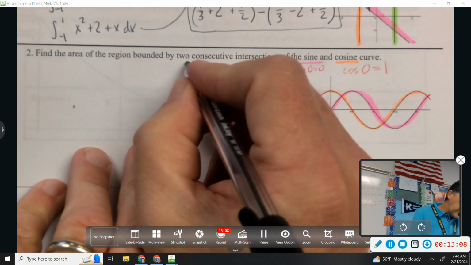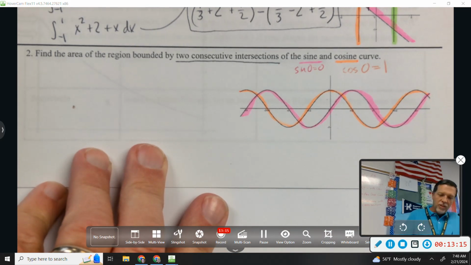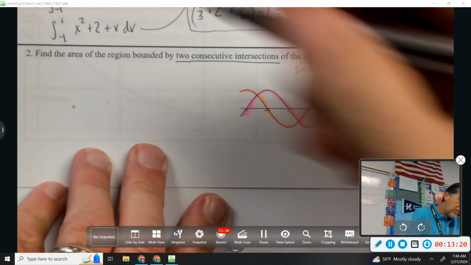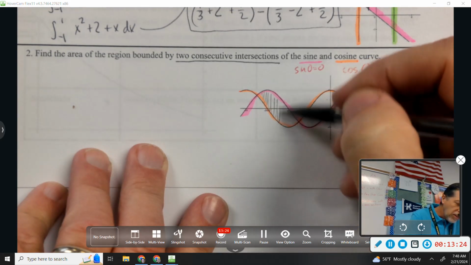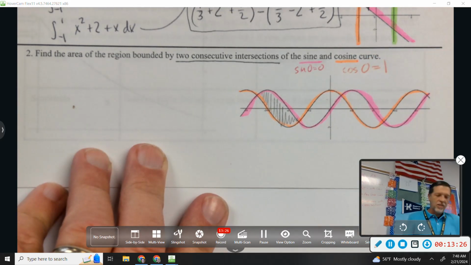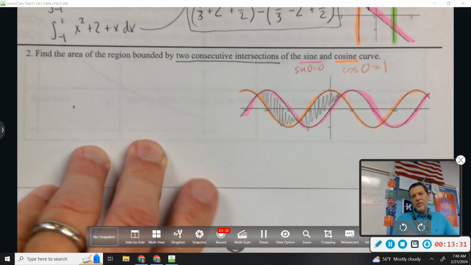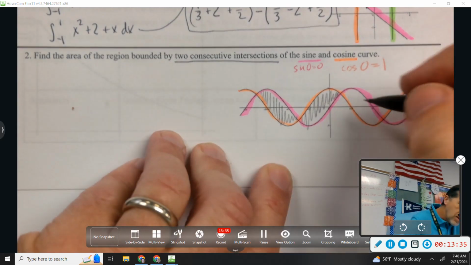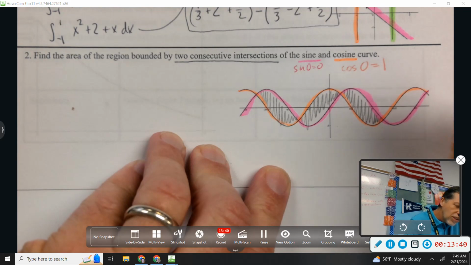Okay, bounded by 2 consecutive intersections. It doesn't say which 2, I guess because it probably doesn't matter in terms of the area. And if you look at the picture, I think you can make sense of that. There's 2 consecutive intersections. And just by symmetry, it seems like those would have the same area.